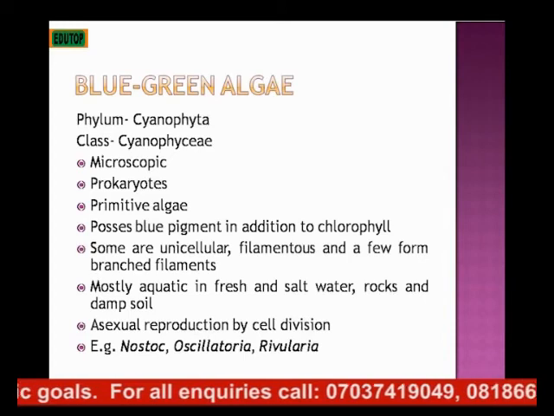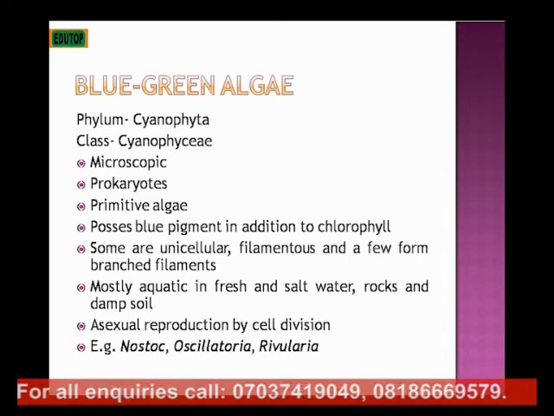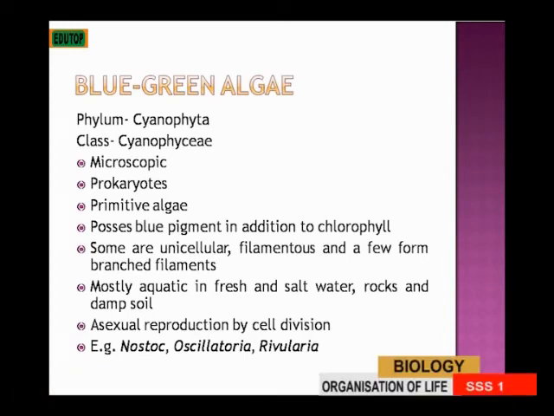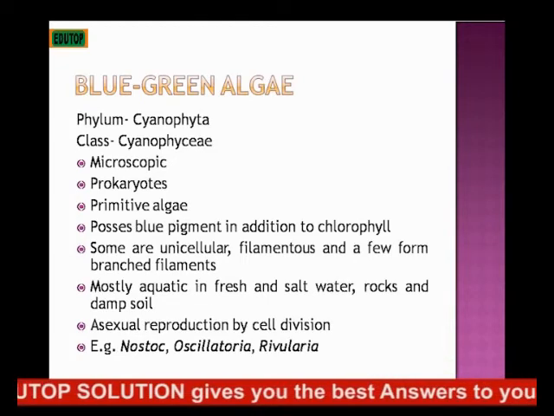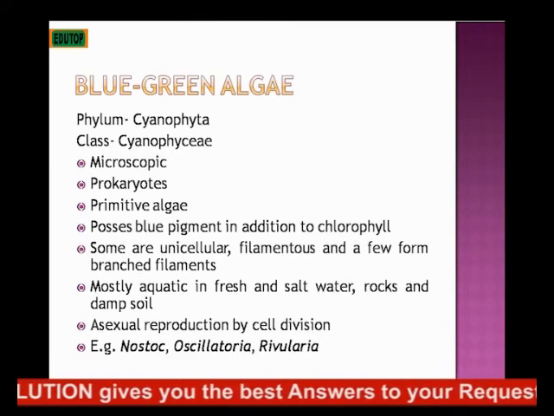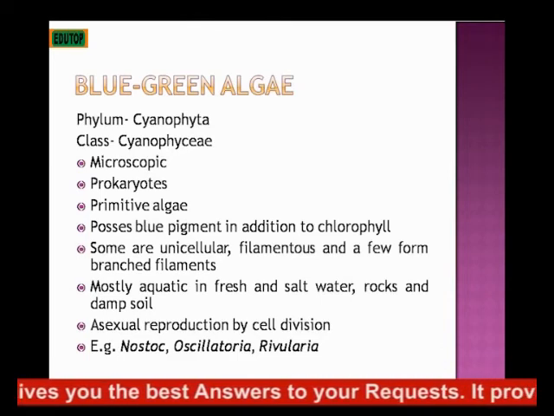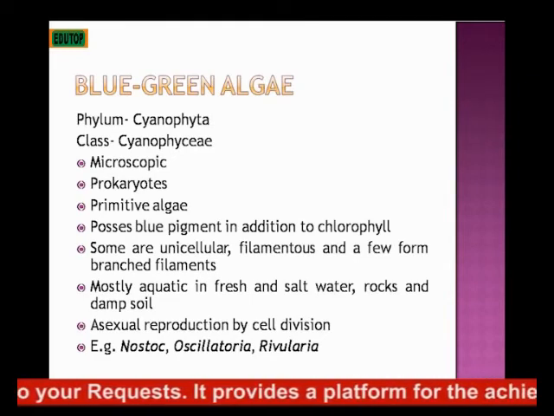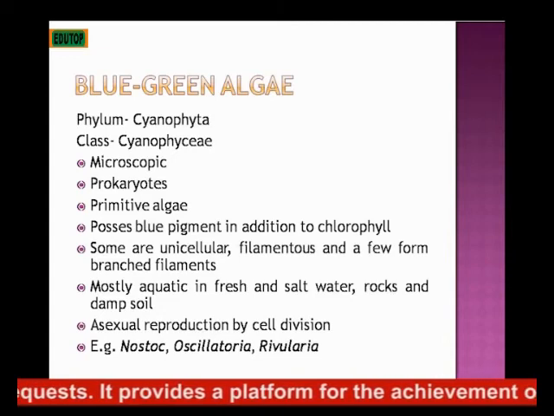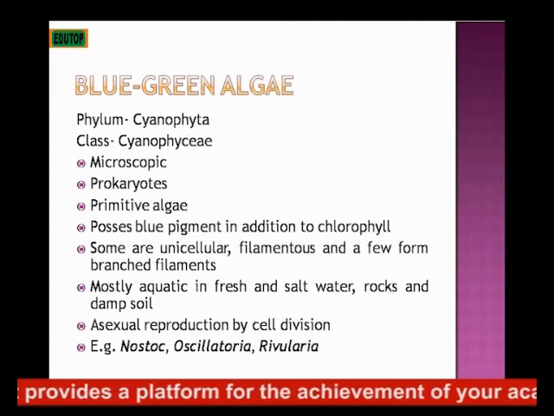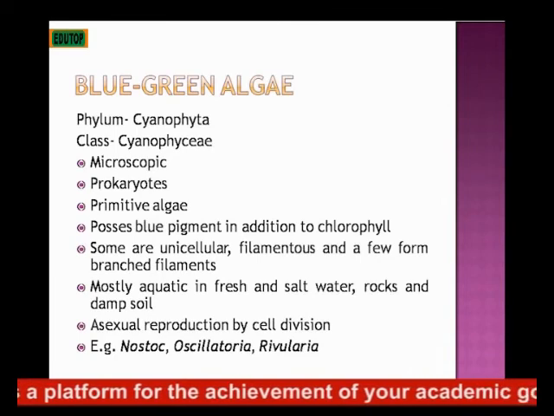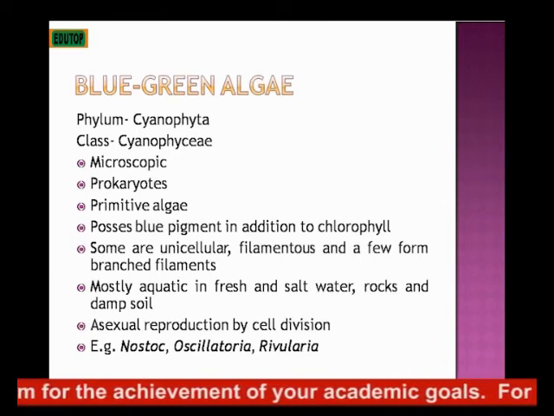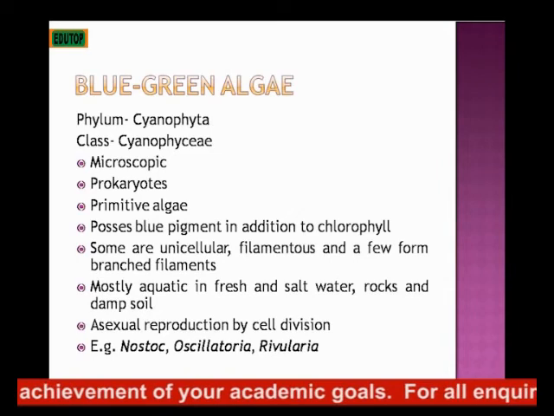Then, in addition to the chlorophyll that this algae has, which helps it to manufacture its own food, it also has a blue pigment. Chlorophyll is a greenish pigment. That's why you find most plants are greenish. But in addition to the green pigment, blue-green algae has a blue pigment. That is how it got its name. It has blue pigment and green pigment. So that's why it's called the blue-green algae.